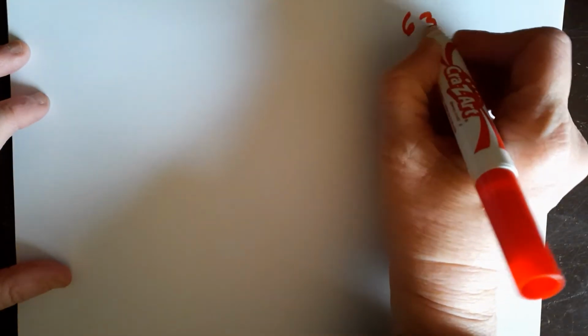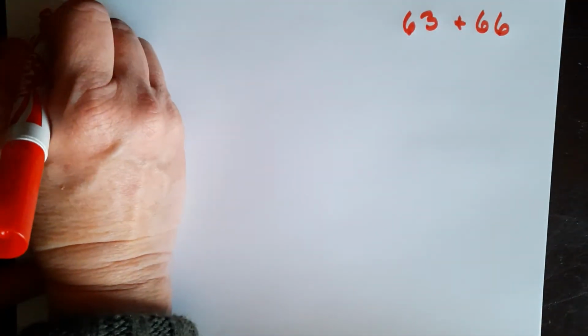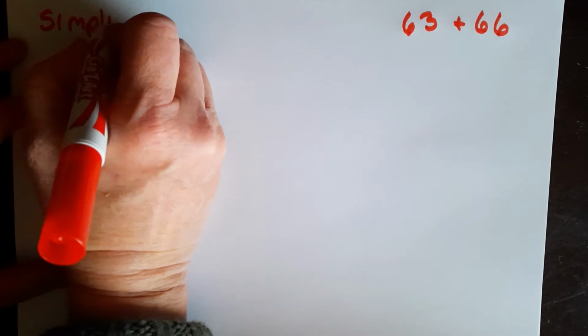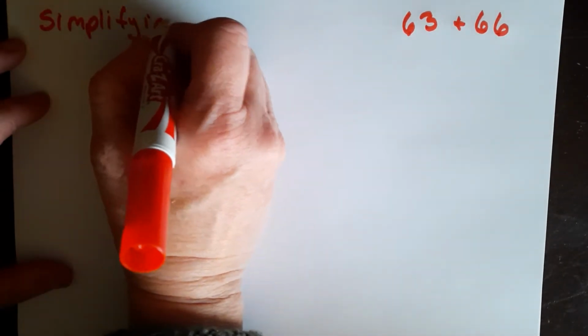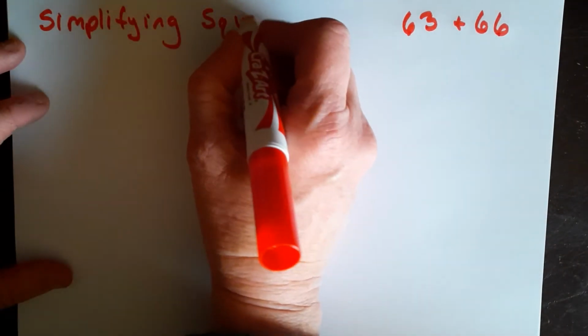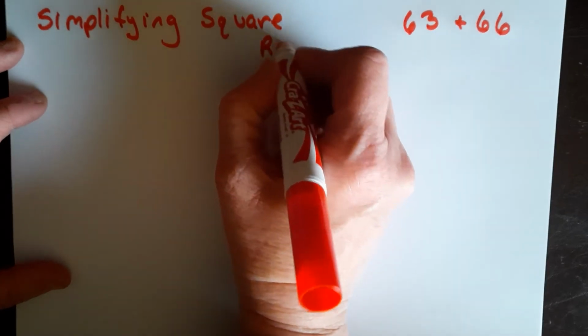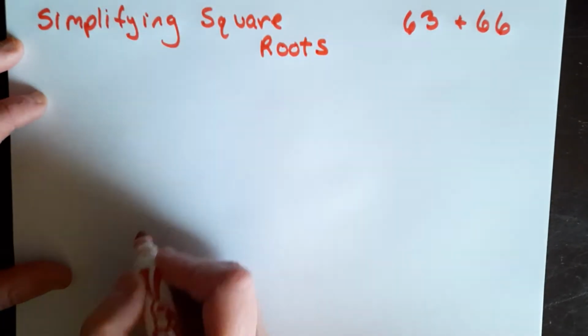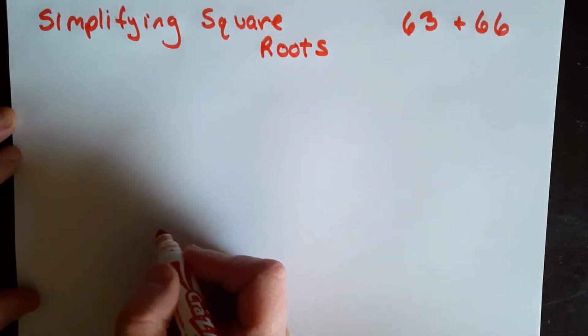Okay, we're going to take a look at chapters 63 and 66, which have to do with simplifying expressions that have square roots in them. So, simplifying square roots. We talked a little bit about this in class, but I wanted to make sure that you had all the information you needed for your homework this week.